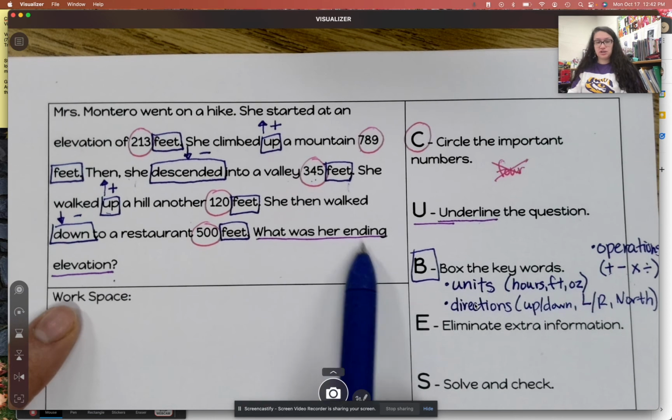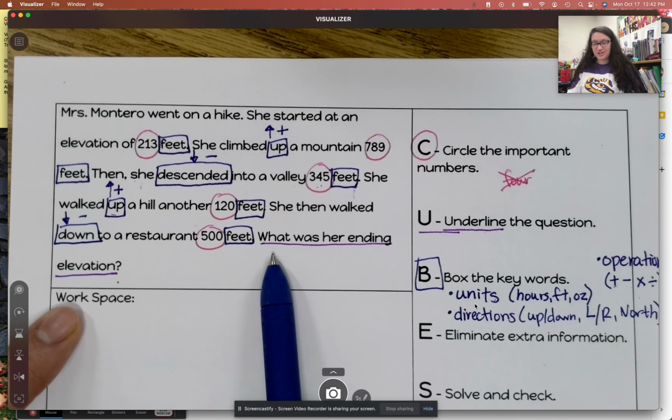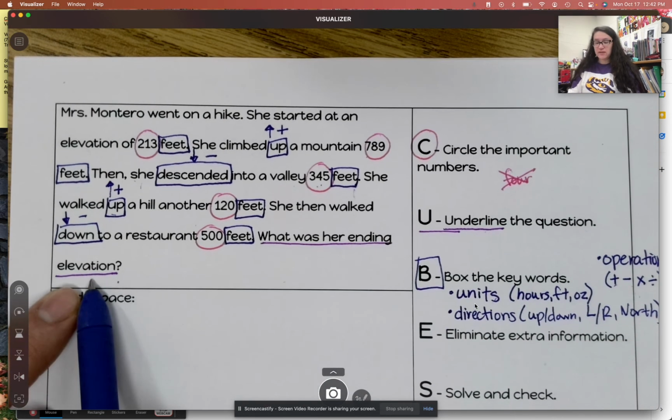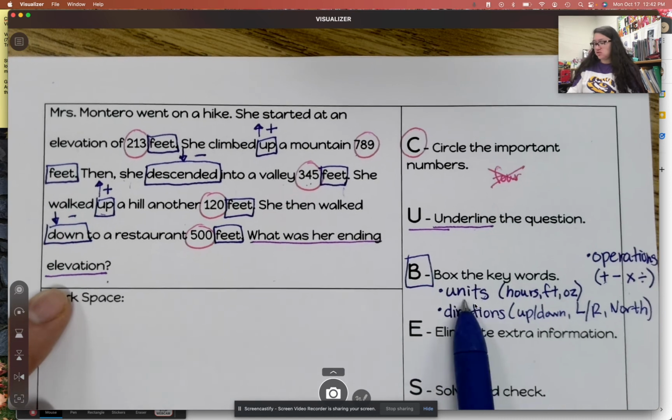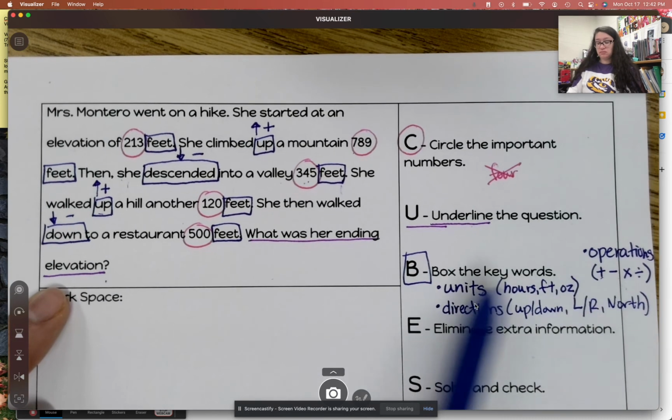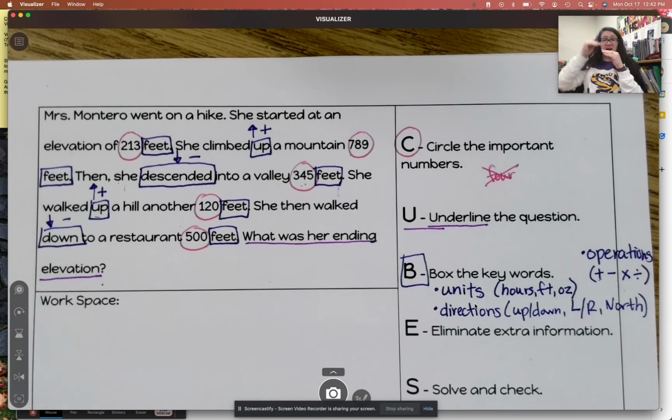And then my last sentence is a question. What was her ending elevation? There's no units, directions, or operation. It's just asking elevation. Is she positive? Is she negative? Is she zero? They don't know. So those are all of our key words. Again, not everything's important. Knowing that it's Miss Montero doesn't really matter here. It's not like there's two people. If there's two people, that might be important to know who's doing what. But right now, this is all we have for keywords.